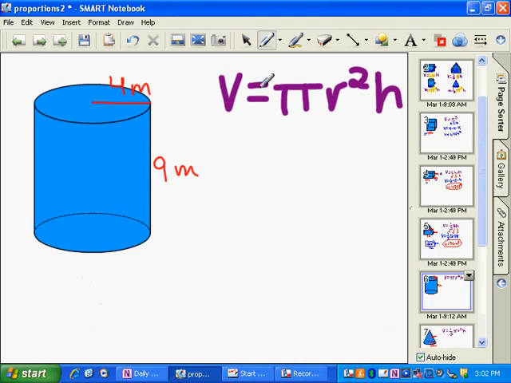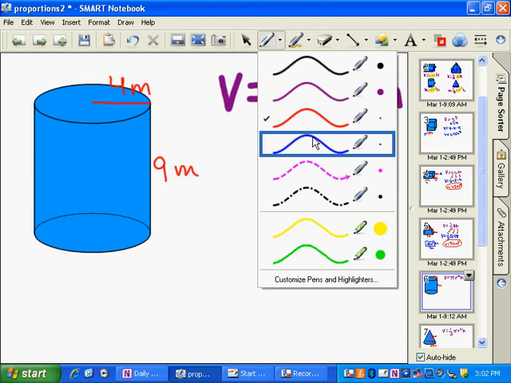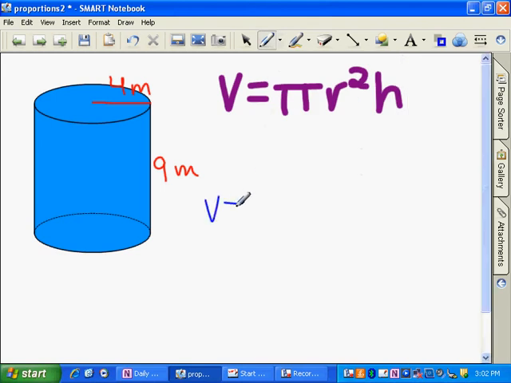All right, let's do a cylinder. Volume of a cylinder is pi r squared h. So volume is equal to pi, which is 3.14. We're going to use 3.14 for pi. Radius squared. The radius, this represents the radius here, which is 4. Radius squared means radius times radius, which is 4 times 4. So that's going to be 16. And then a height of 9.